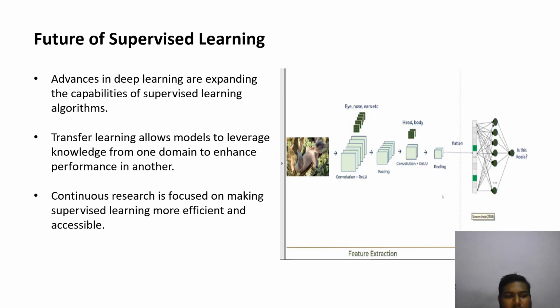Next, we'll see the future trends of supervised learning. What are the features we have? Advances in deep learning are expanding the capability of supervised learning algorithms. Next, transfer learning allows models to leverage knowledge from one domain to enhance the performance in another. Continuous research is focused on making supervised learning more effective and accessible.